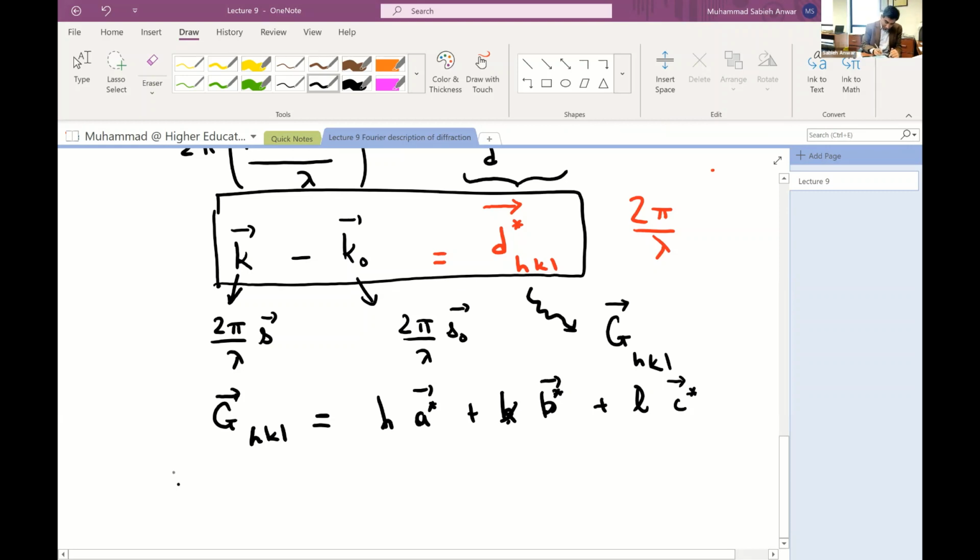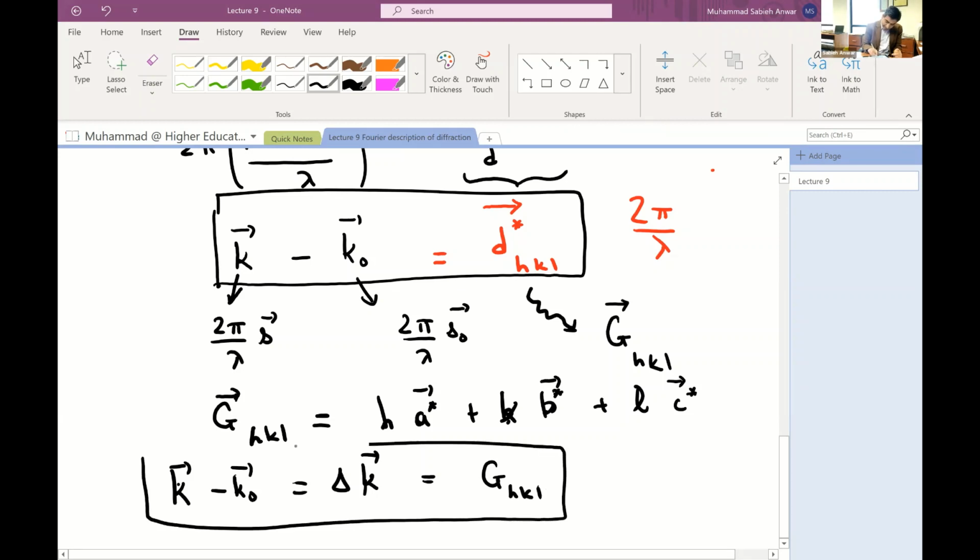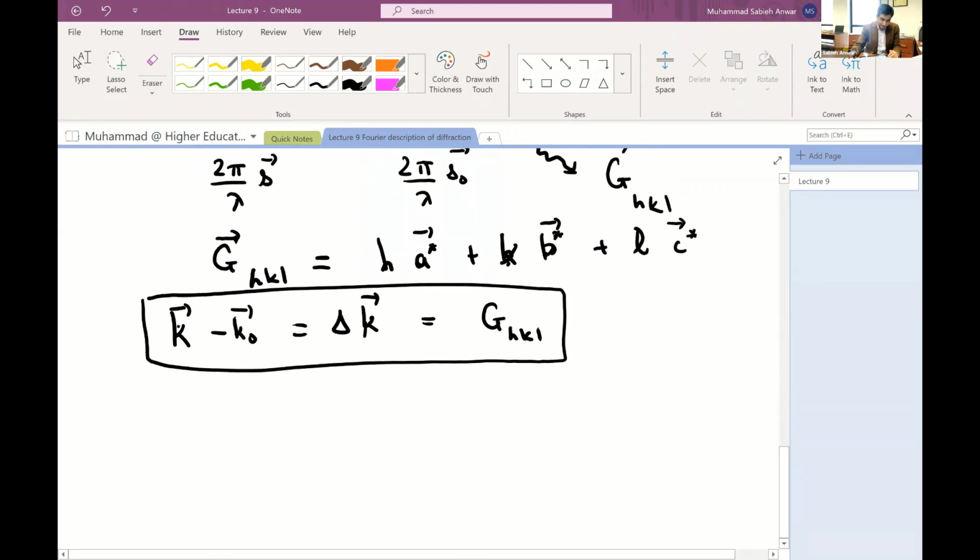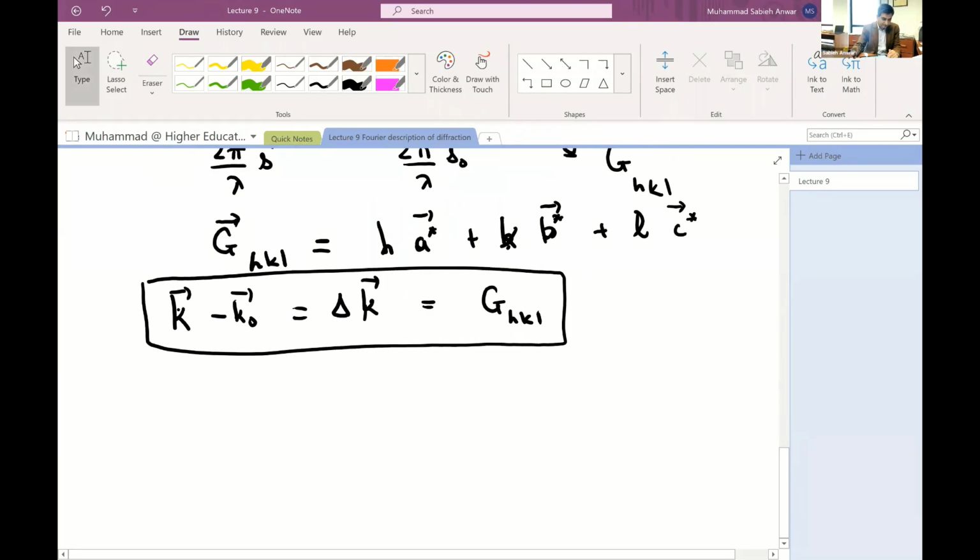So the key idea here is that the change in the wave vector, delta K, is equal to some reciprocal lattice vector. And only when this condition is satisfied would we be able to see a diffracted ray. And this is such an important equation. Now, let me draw another description of this.